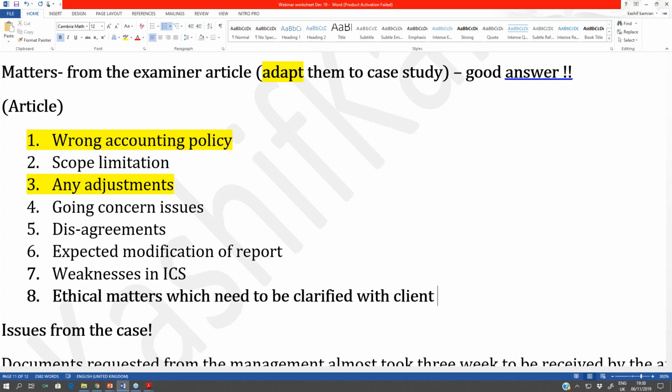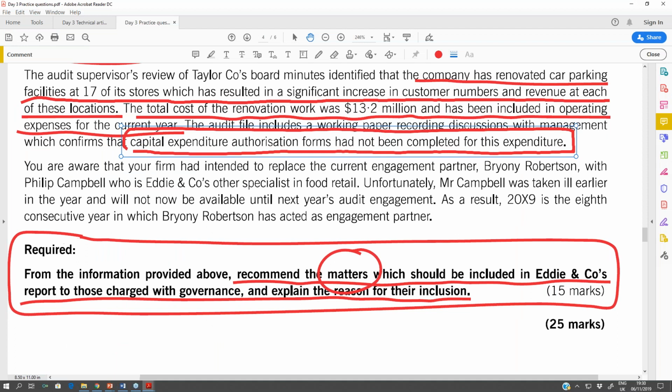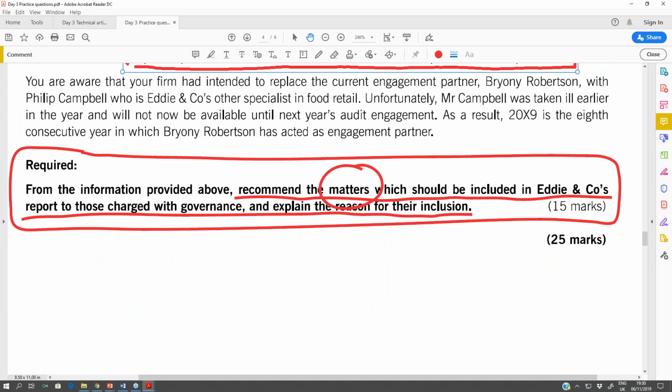So is everyone clear on this last paragraph? Now see this for one final time, and I'm exiting from this question. You are aware that your firm had intended to replace the current partner. That was so good, right? Your firm intended to replace the current partner, but unfortunately, the replacing partner fell ill, and for that reason, Bryony had to work for the 8th year.